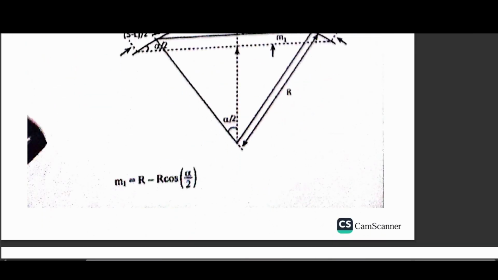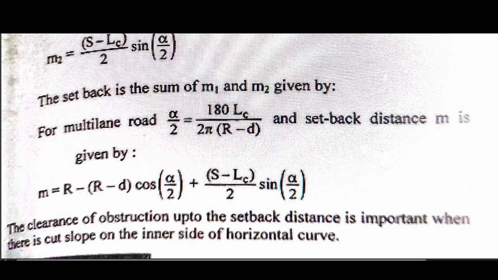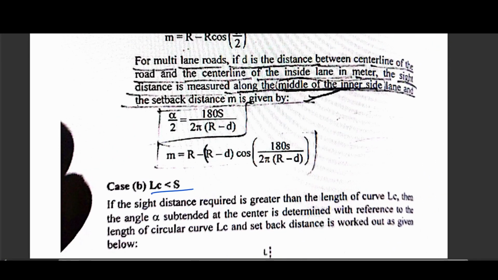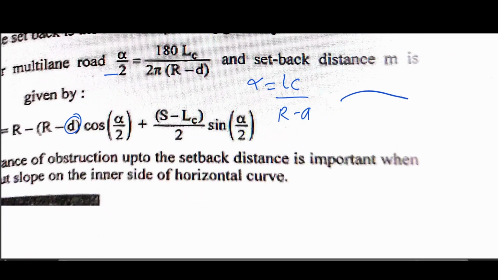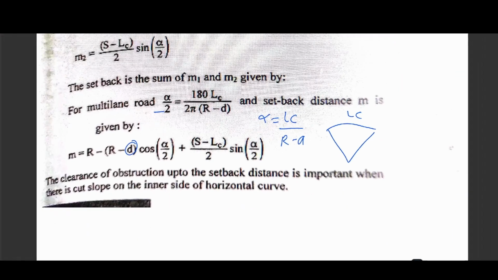Okay, so we have given it in this way. And in a multi-lane road, the r will be reduced by d, and alpha will be LC by r minus d. In the previous case, alpha was s by r minus d. But in this case, it is LC, because the angle subtended is only the LC length. That's why. Okay, so let's do a question regarding this setback.